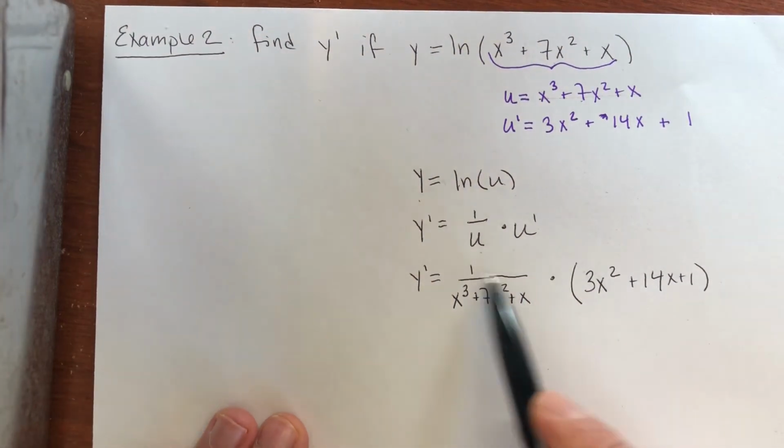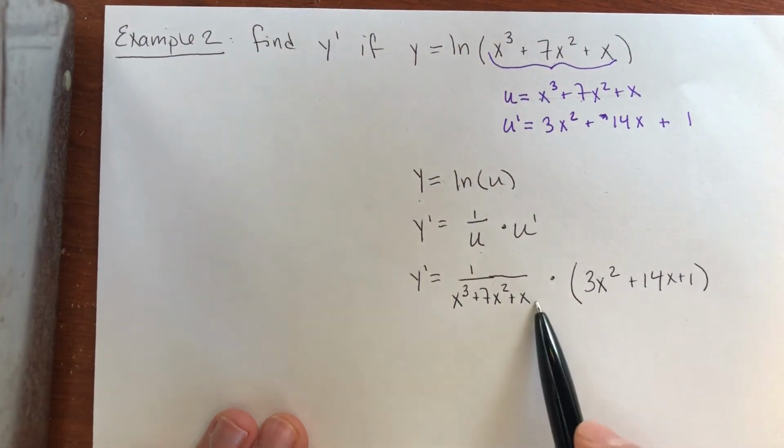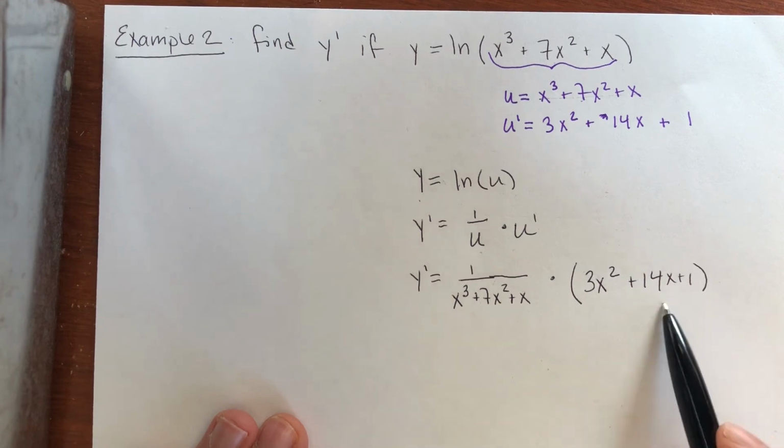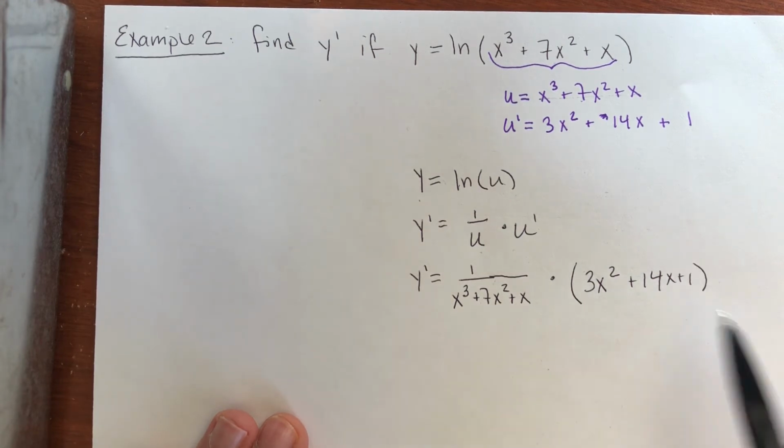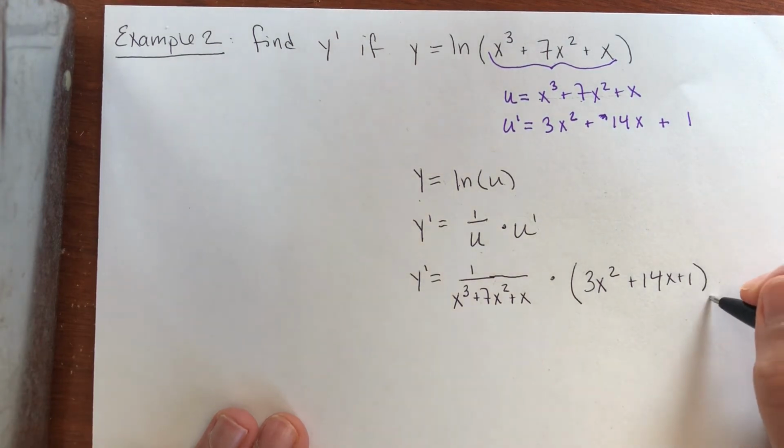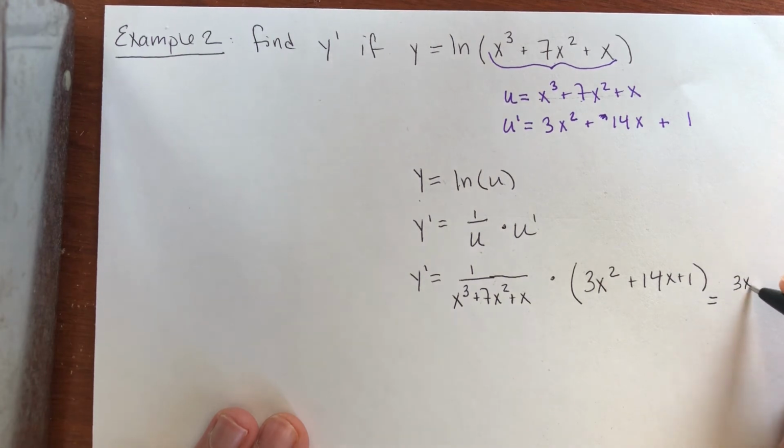Now, this x cubed plus 7x squared plus x is in the denominator, but what we multiplied by is not, right? This is really in the numerator. If we wanted to, we could rewrite it as a single fraction: 3x squared plus 14x plus 1 over x cubed plus 7x squared plus x.